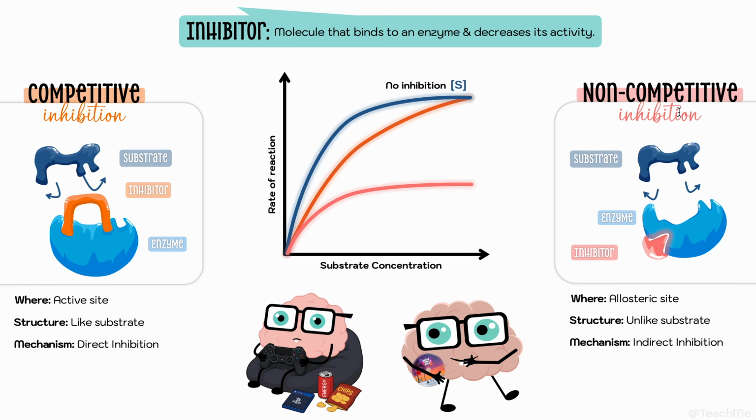Now, in the case of the non-competitive inhibitor, because it isn't directly competing with the substrate, even at very high substrate concentrations, it cannot overpower this inhibitor because it's over here, hiding away. So they cannot overpower it, and the maximum rate of reaction will be way lower than the situation with no inhibitor present. I hope that kind of makes sense.